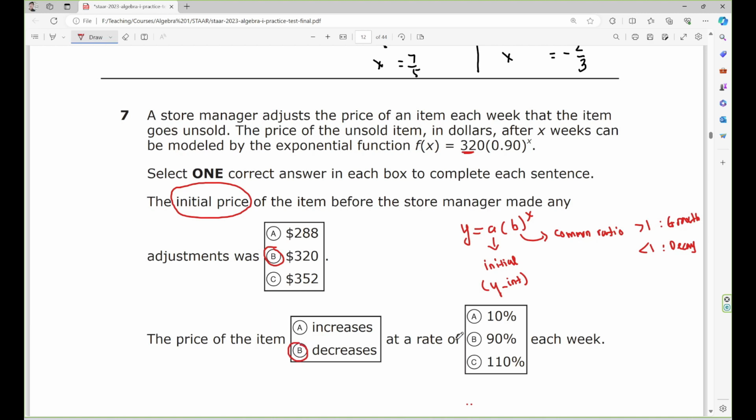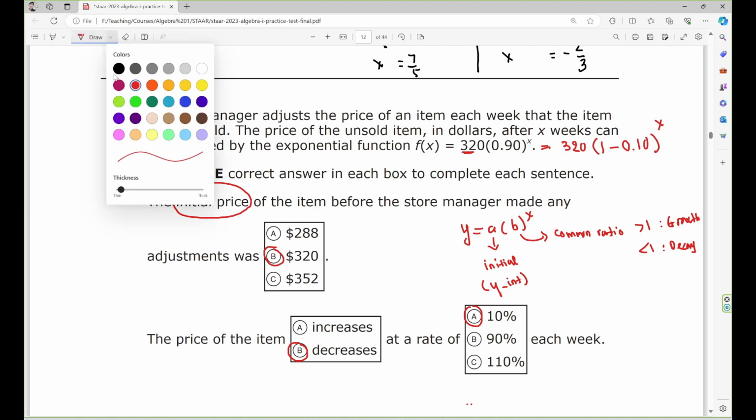at a rate of how much? 10%, right? Because you only have 0.9 left. Alright, so it's going to be decreased 10% each week. It's going to be like this: 320 times 1 minus 0.10 to the x right here. So that's why we got 10%.